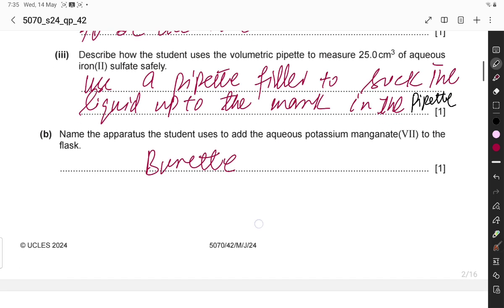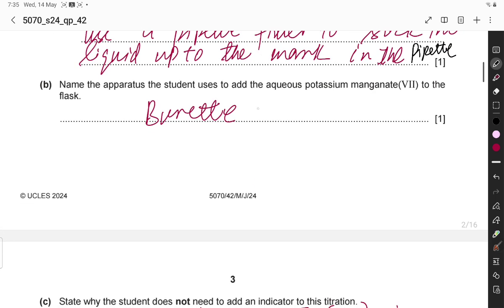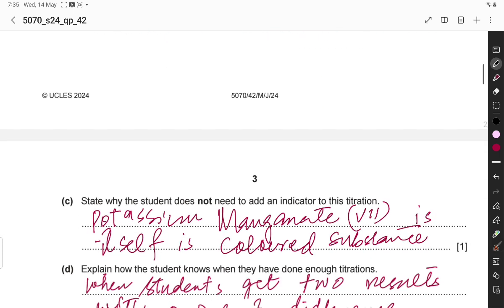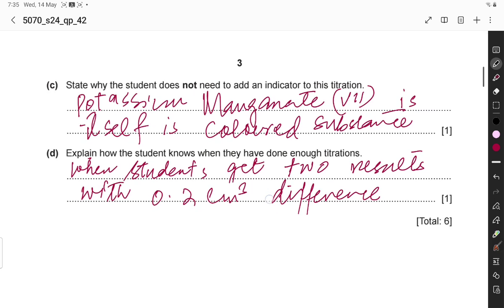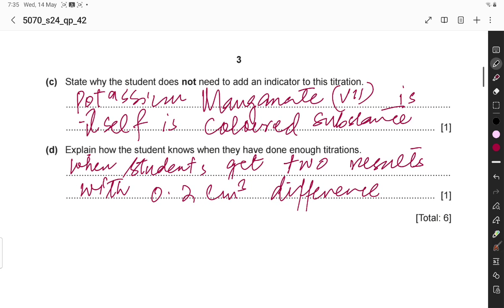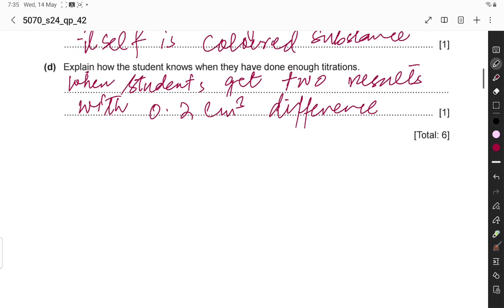Name the apparatus the student uses to add the aqueous potassium manganate(VII) to the flask. It is a burette. State why the student does not need to add an indicator to this titration. Potassium manganate(VII) is itself a colored compound, so that's why there is no need to add an indicator in this titration.